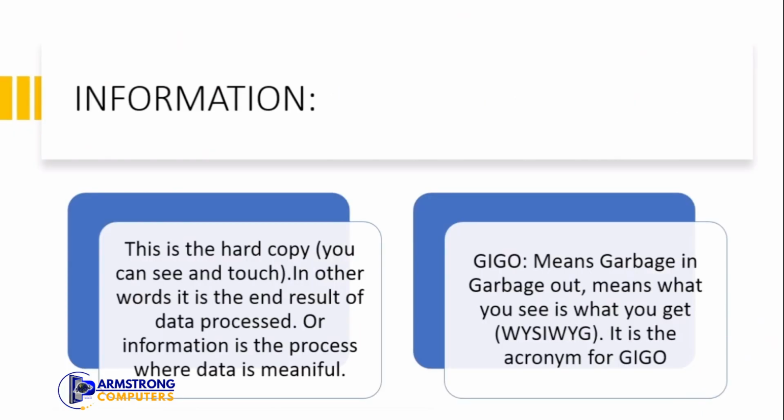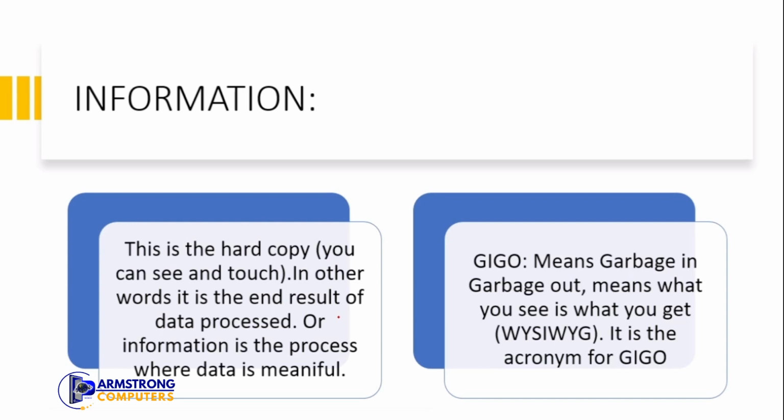The next thing I'd like us to look at is information. When I talk about information, what is information? Information is the hard copy, which you can see and touch. A hard copy is a printed output of a soft copy. Let's assume that what you are seeing on the screen is a text; it is a soft copy. The moment I print it out, it becomes a hard copy. So we can also classify that hard copy as information. So information is a hard copy that you can see and touch.